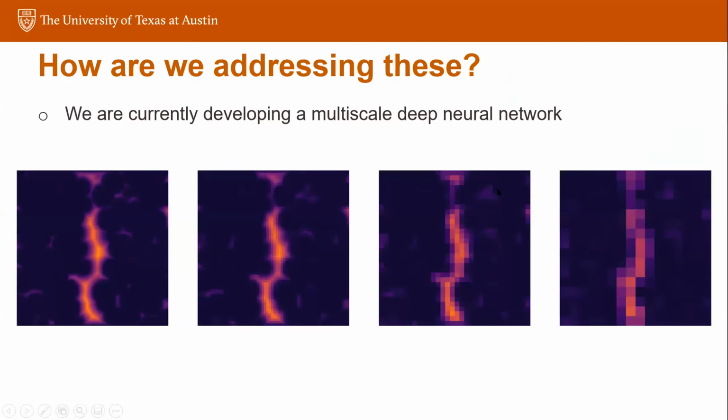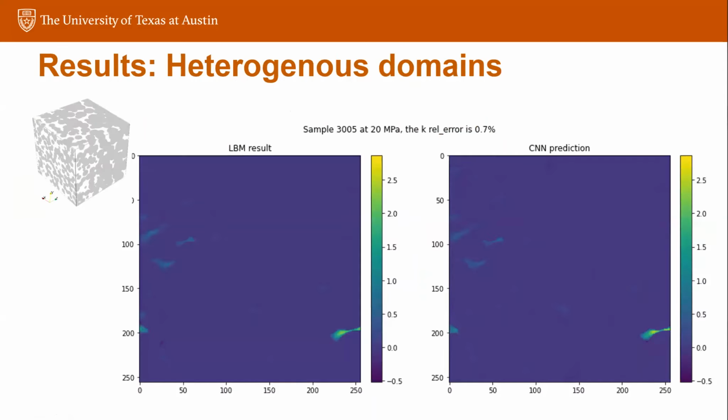So what we're currently doing to address these problems is developing a multi-scale deep neural network that's able to take into account all the features in one sample by training several sub-networks that resolve the physics at different scales. Here are some of the results as of yesterday. We can see that here we have a very heterogeneous sphere pack. It starts with tiny grains and then they become larger. And we can see that the network resolves this really well.